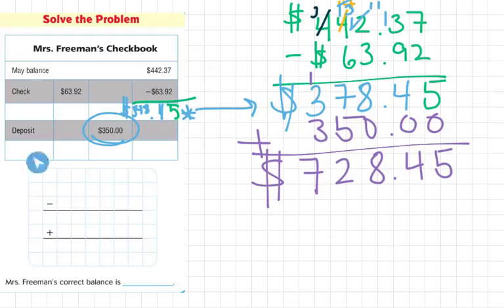but you can do this simply in the box here below. So we say that her correct balance after her check, which she withdrew money, and then her deposit, which money was put back into her account, is $728.45.